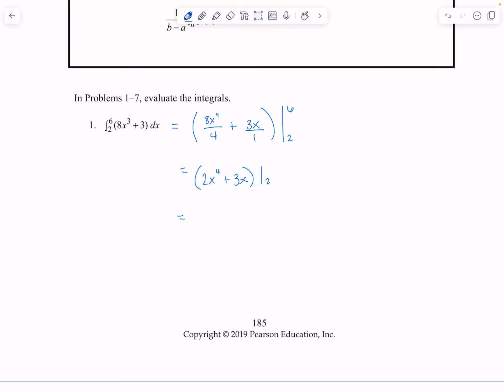What this means is we'll plug in 6, 2 times 6 to the 4th plus 3 times 6, and then we will subtract 2 times 2 to the 4th plus 3 times 2, as our definition says. So this will give us 2,610 minus 38, which is 2,572.